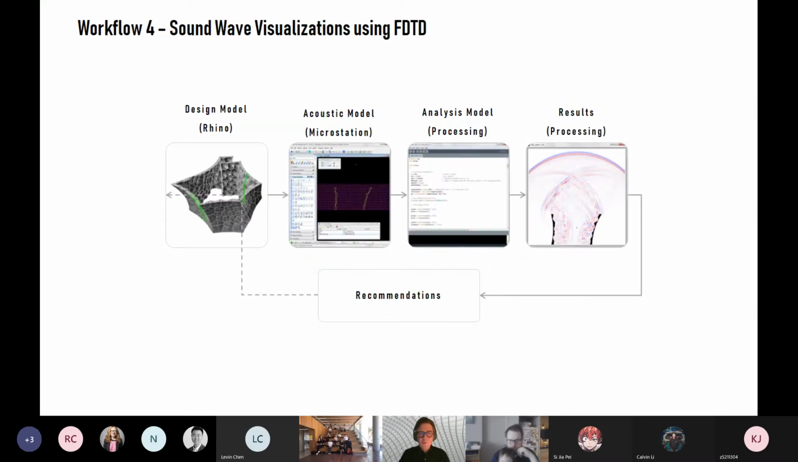And the fourth workflow is related, but instead of using the boundary element modeling algorithm, using finite difference time domain and doing sound wave visualizations. And so here we basically take our design model, discretize it into a voxel model, and then import that data into Processing, and then we're able to get our results, which is a video.